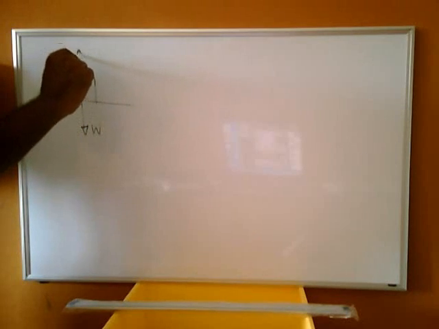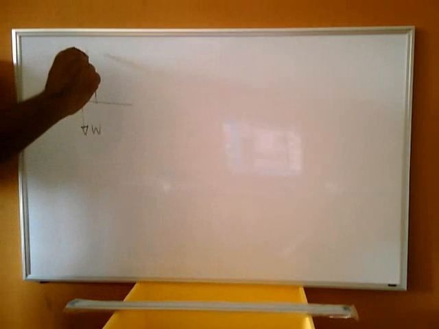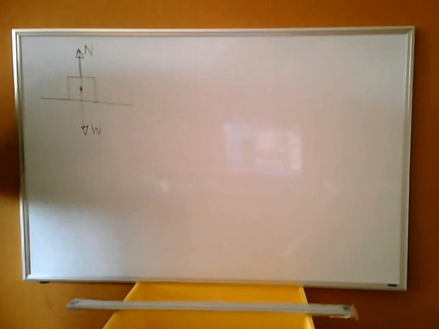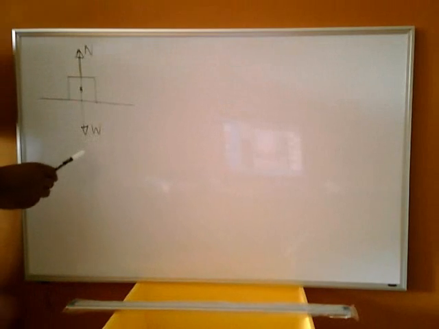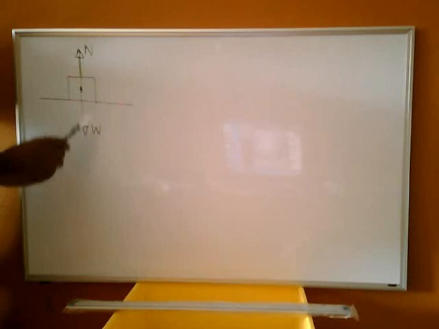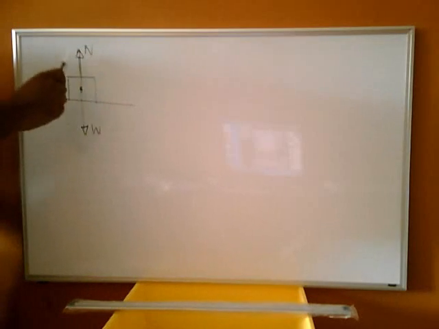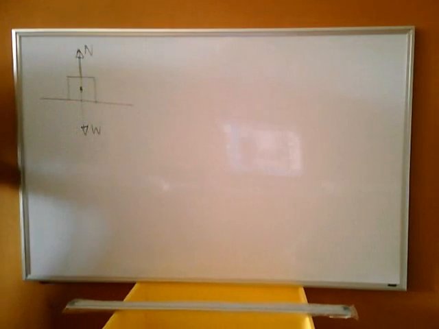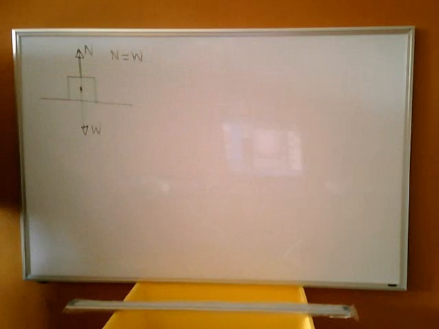And that force, which is exerted by the table on the block, is what we call normal reaction. Now, this force W is the force exerted by the earth on the block. This force N is the force exerted by the table on the block. Now, since the block is at rest, according to Newton's laws, N should be equal to W.